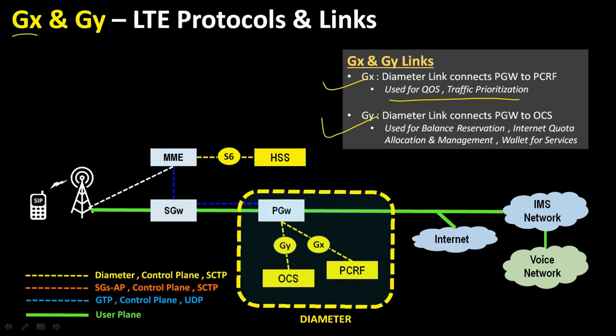Gy is between the Online Charging System, which is also called OCS, and the P gateway. This is also a Diameter link allowing online credit control for the service data flow based charging. In simple words, this is used for getting internet quota reserved and decremented on prepaid systems.